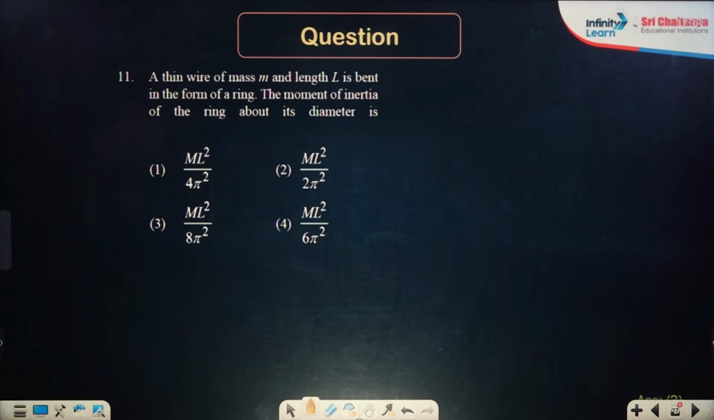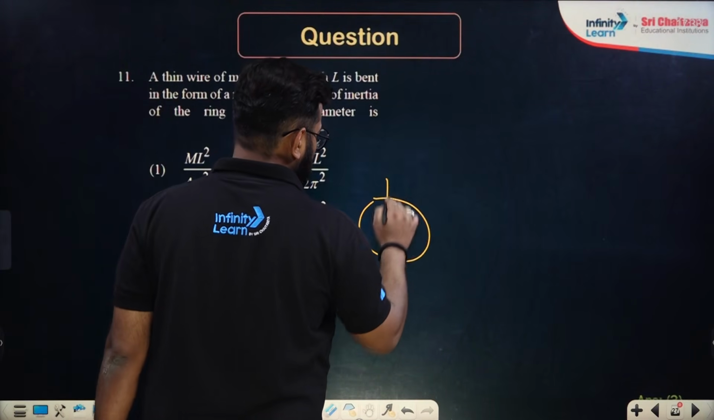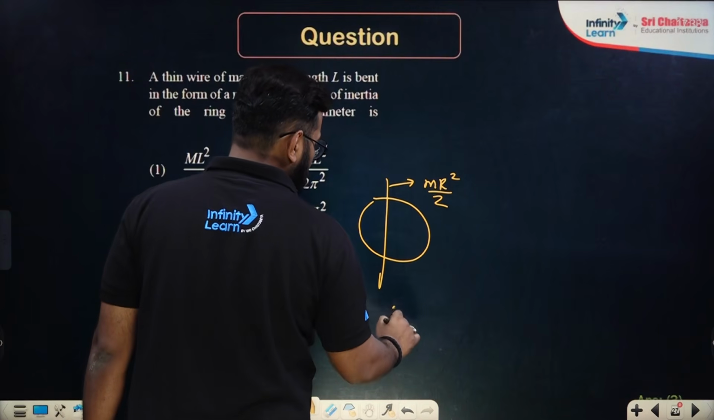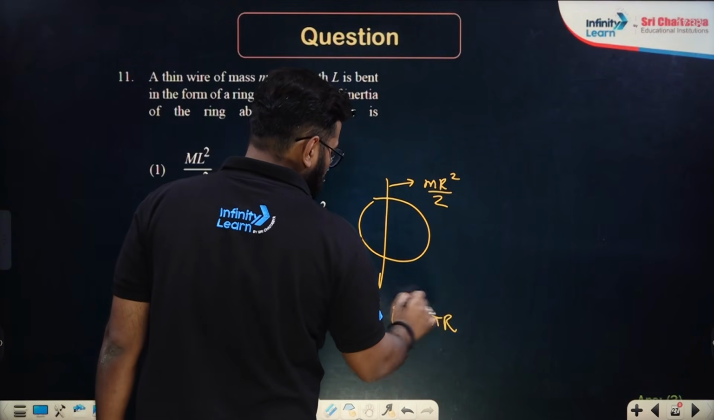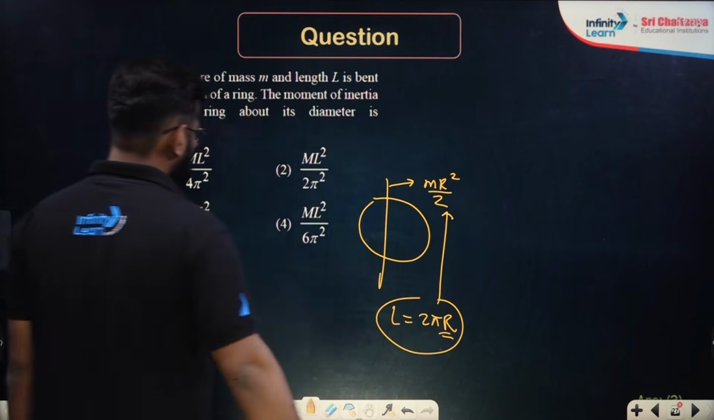A thin wire of mass m and length l is bent in the form of a ring. The moment of inertia of the ring about its diameter. See, about its diameter, it is mr square by 2, correct? And the entire length of the ring will be 2 pi r. So keep the value of r, which is L by 2 pi over here, you will get the answer.